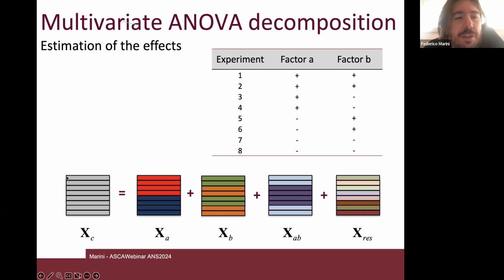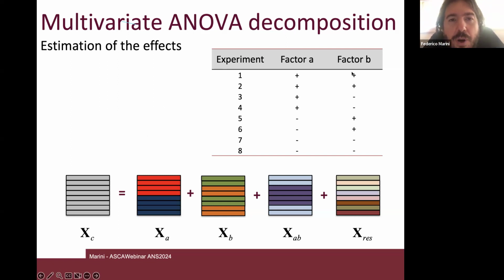Then, instead of having a single value of X for each experimental condition, we will have a vector X, for instance, a whole spectrum collected at each experiment. And each experiment would be characterized by a certain value of factor A, a certain value of factor B, and so on, depending on how many factors I am considering.